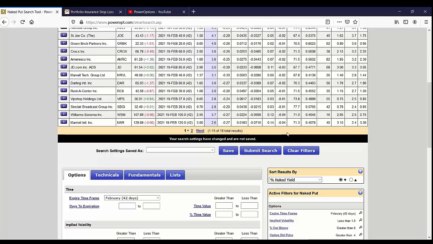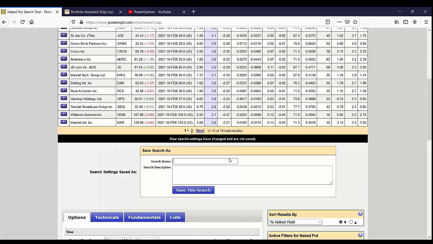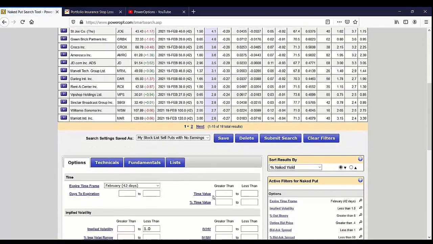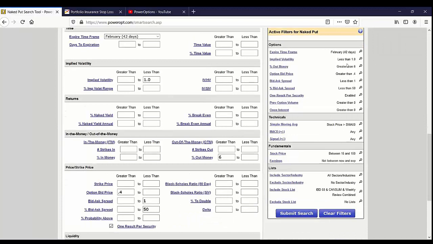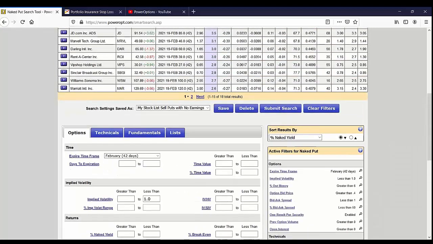You've checked the box. So now what I'll do is save this, and I'll call it my stock list, sell puts with no earnings. Okay. So now, anytime I pull up this search, it's saving my defined search with my criteria, my created list that I wanted, and always avoiding positions that have an earnings between now and expiration date. Simple as can be. Check the box, resave the search, and you are all set as well. Okay.